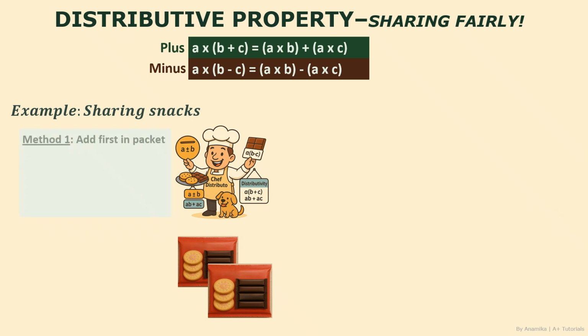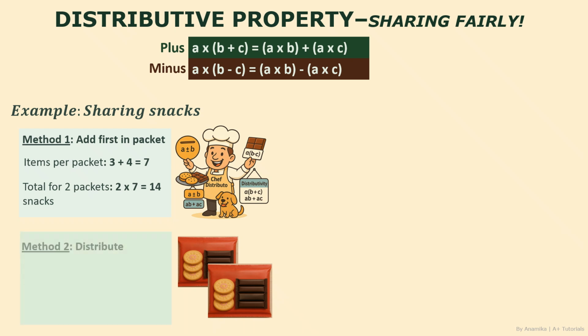The first method says, add first, then multiply. Each box has 3 plus 4 equals 7 snacks. So 2 boxes gives you 2 multiplied by 7 equals 14 snacks total. Nice and simple, right? In the second method, we distribute like a pro.